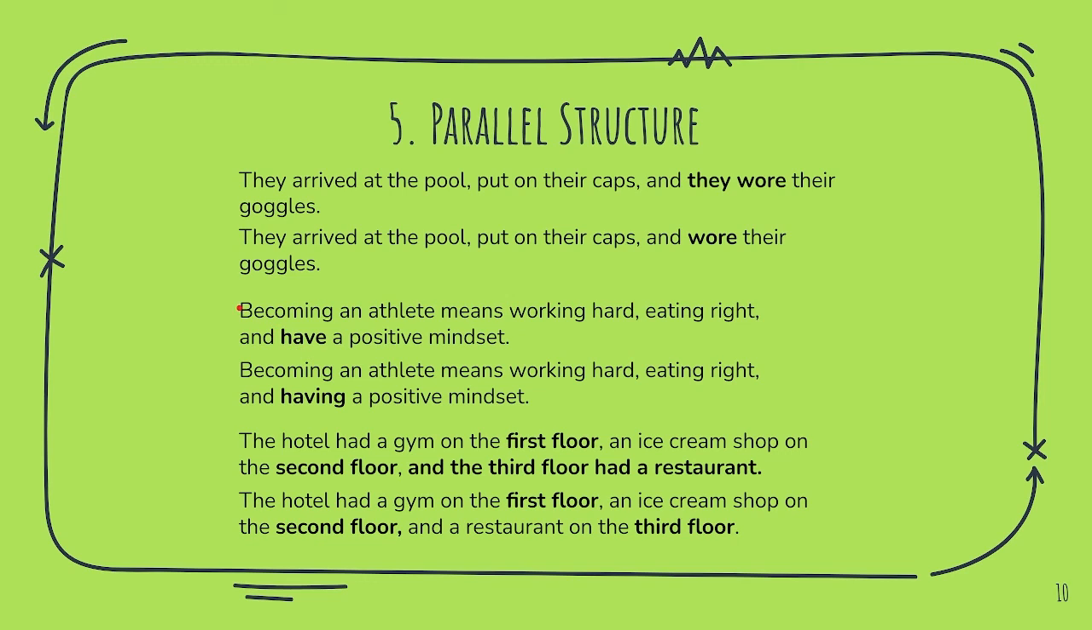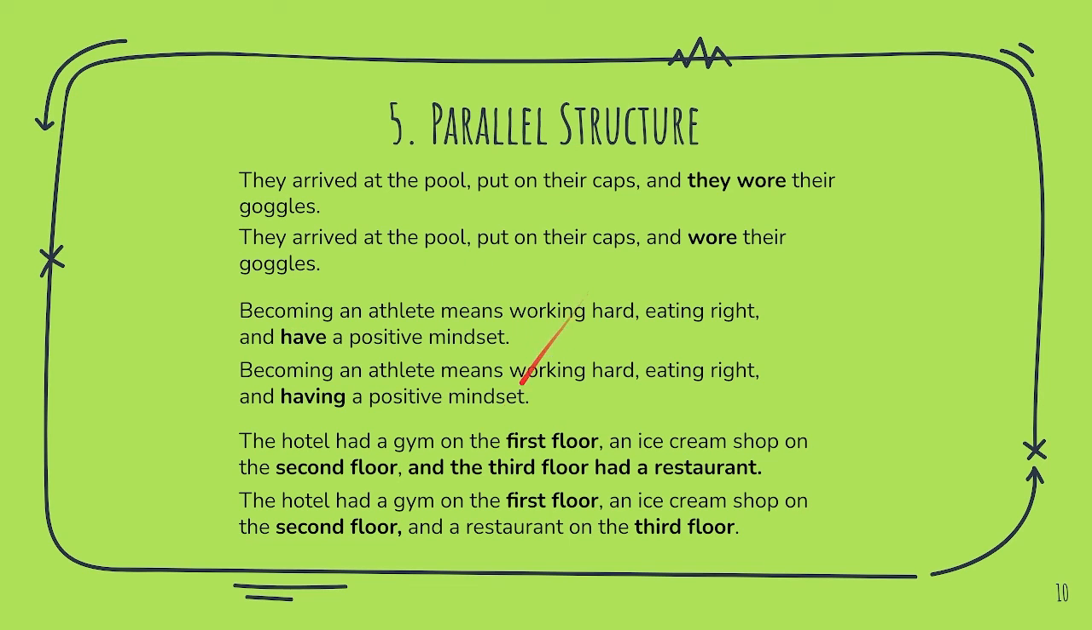Another example of parallel structure is having the same verb form throughout the sentence. For example, it says here, becoming an athlete means working hard, eating right, and have a positive mindset. The pattern here is that this verb has the suffix -ing throughout the sentence. However, here we just have "have." So the correct fix is changing "have" to "having" and including the same suffix -ing. This is also where intuition comes into play. If you read this, you'll see that by using "have," it makes the sentence sound very unnatural.